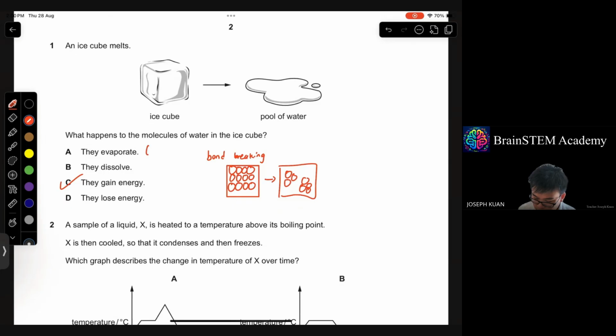Evaporation refers to liquid turned into gas, all right? And basically over a range of temperatures. Dissolving means the solute dissolves in a particular solvent. A popular example is water, turning it into an aqueous solution. And then losing energy is for bond formation processes, which is not happening in this case.